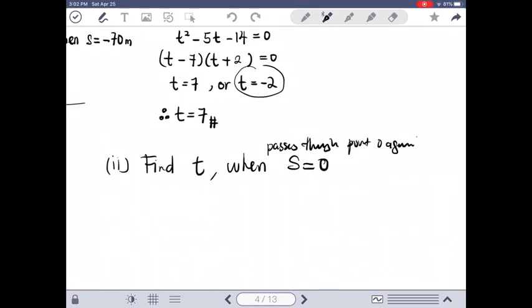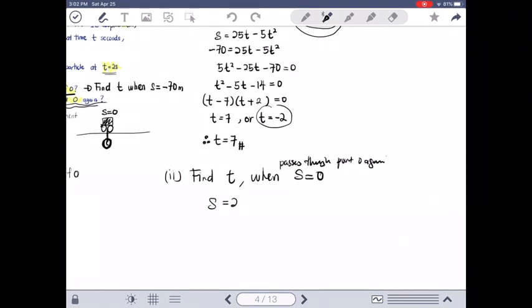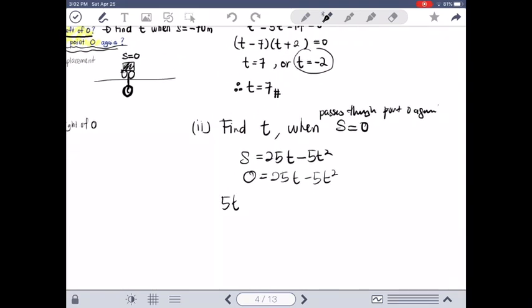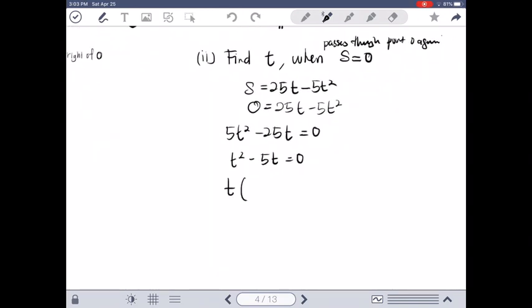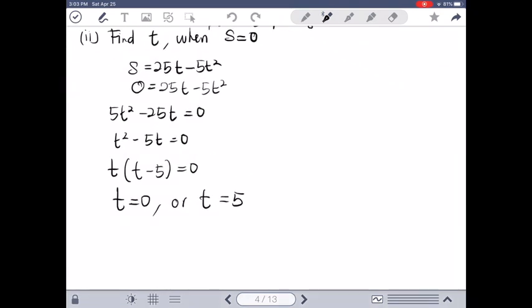Okay, so we have the equation s equals 25t minus 5t squared. So 0 equals 25t minus 5t squared. 5t squared minus 25t equals 0. And we can divide everything by 5. So t squared minus 5t equals 0. Factorize t. So t times t minus 5 equals 0. t equals 0 or t equals 5. So the answer is t equals 5. At t equals 5, the object passes through point O again.